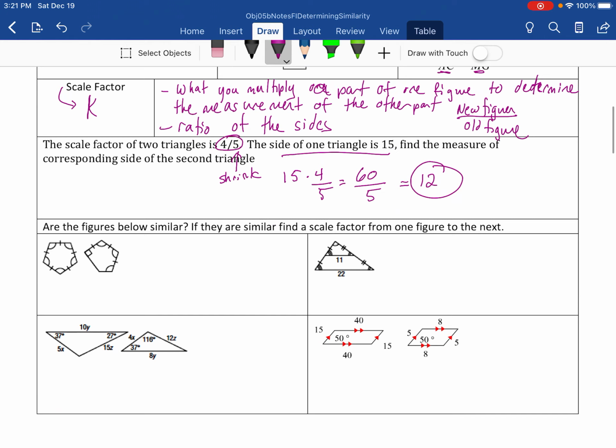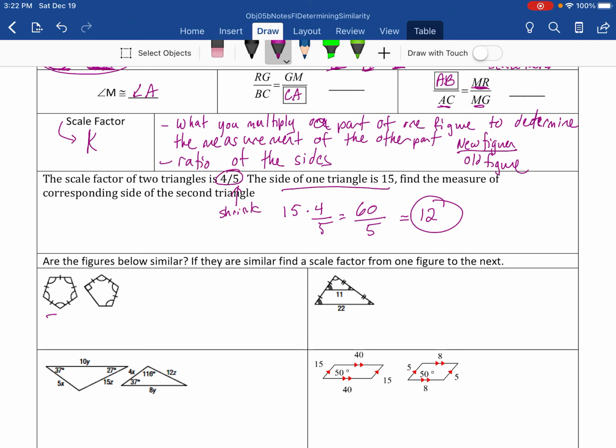All right, so we're going to talk a little bit about similarity. We said that for 2 figures to be similar, the corresponding angles must be congruent and the ratio of the sides must be proportionate. For this one right here, are these 2 similar? Well, we're going to say no, because the corresponding angles are not congruent.